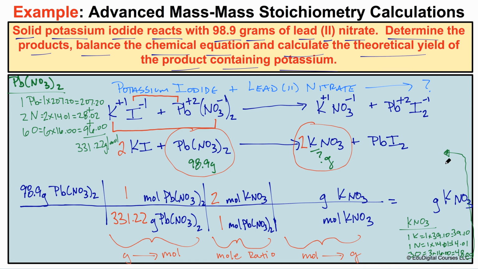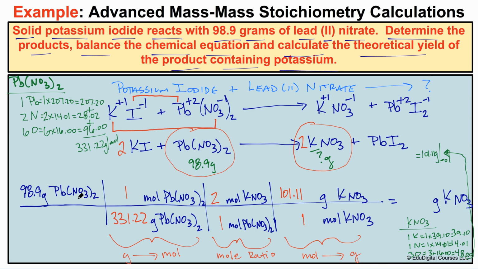So when we add these 3 values up, when we add 39.10, 14.01, and 48.00, we end up with 101.11 grams per mole. So here is our molar mass of potassium nitrate. We just figured it out to be 101.11. That means for every 1 mole of potassium nitrate, it's going to have a mass of 101.11 grams. So in our final step, all we need to do is plug all of this into our calculator.